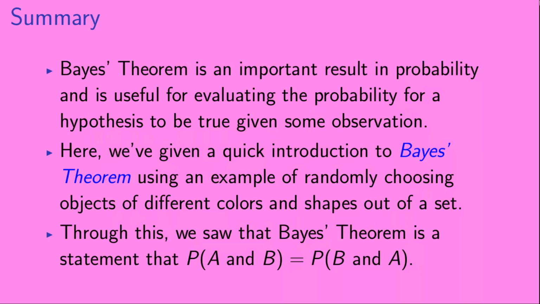Okay, so let's summarize. Bayes' theorem is an important result in probability and is useful for evaluating the probability for a hypothesis to be true given some observation. Here, we've given a quick introduction to Bayes' theorem using an example of randomly choosing objects of different colors and shapes out of a set. Through this, we saw that Bayes' theorem is a statement that the probability that both A and B are true is equal to the probability that both B and A are true.